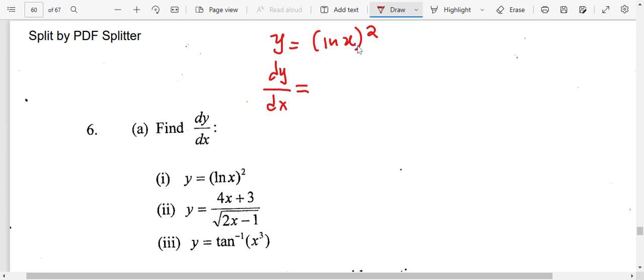So you get the power, you drop it, and then you write what is inside the same way it is. Reduce the power by 1, so it will be to the power 1. Now power 1 doesn't change, it will just be something like this. And then when you are done, go to the inside. Differentiate what is inside. So what's the derivative of natural log of x?